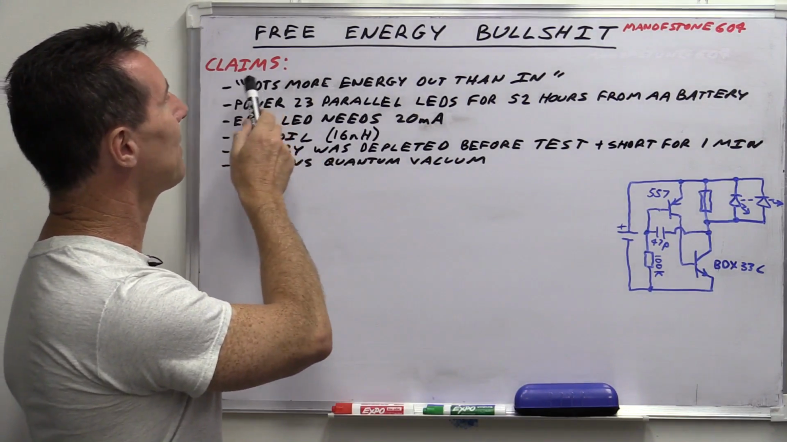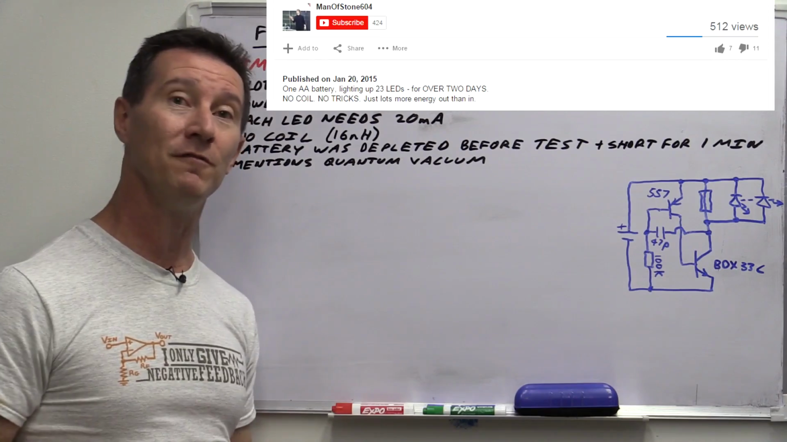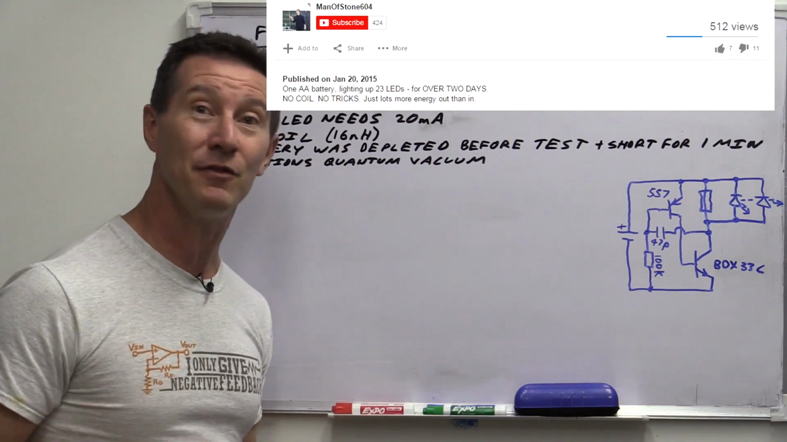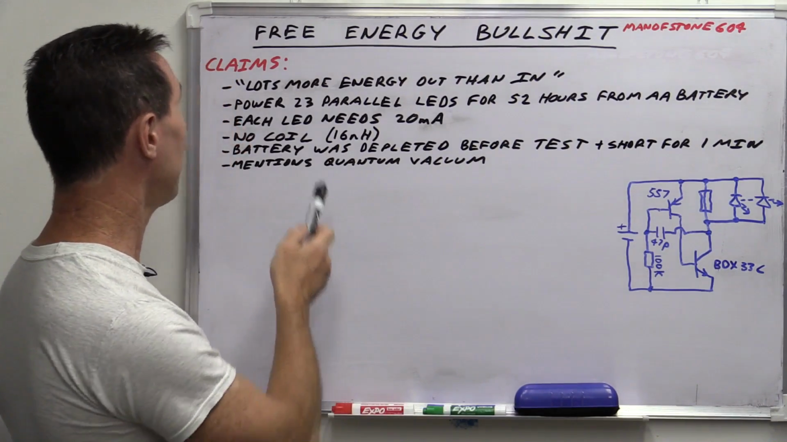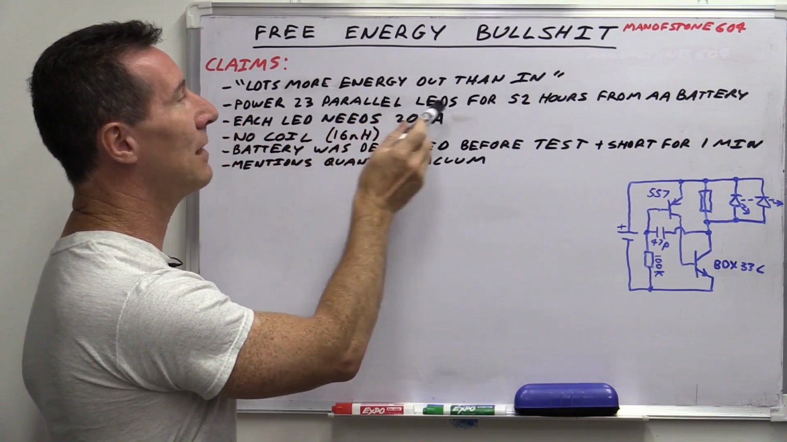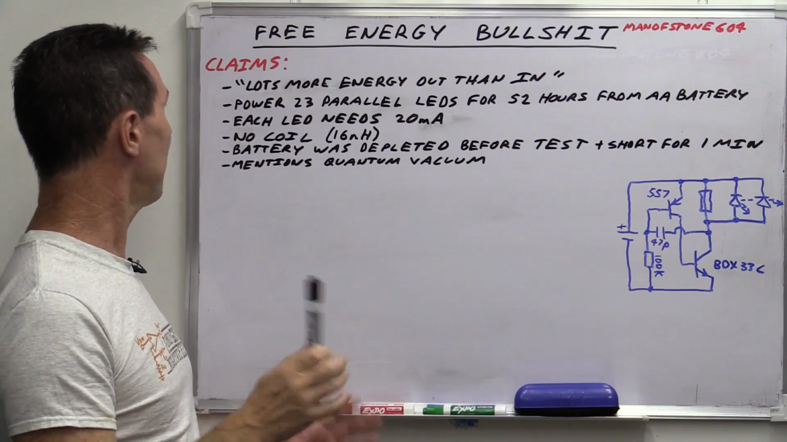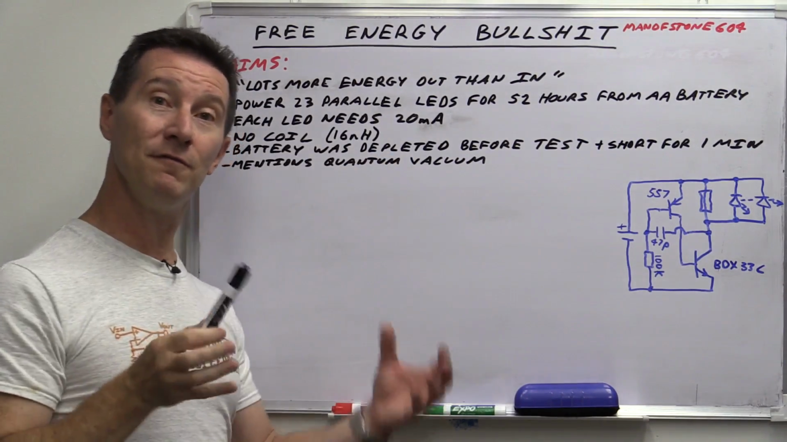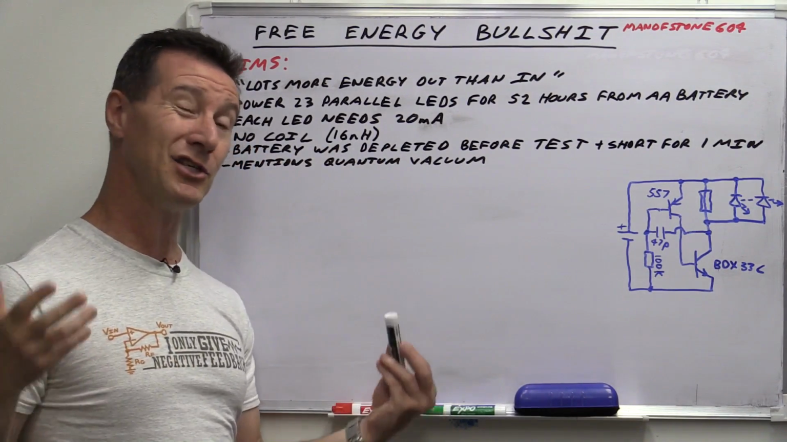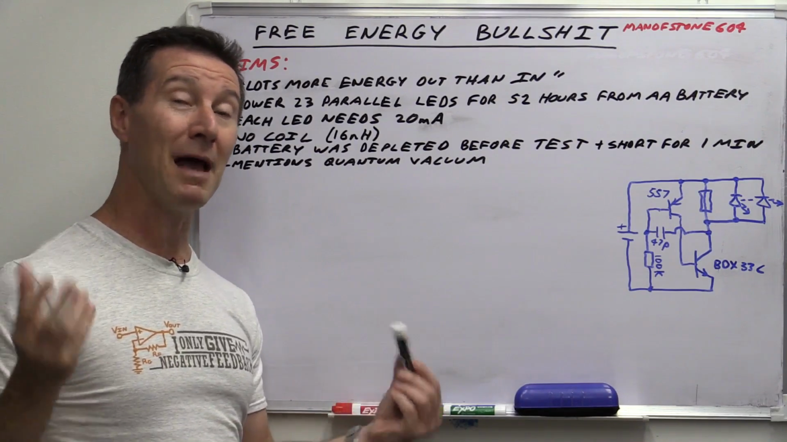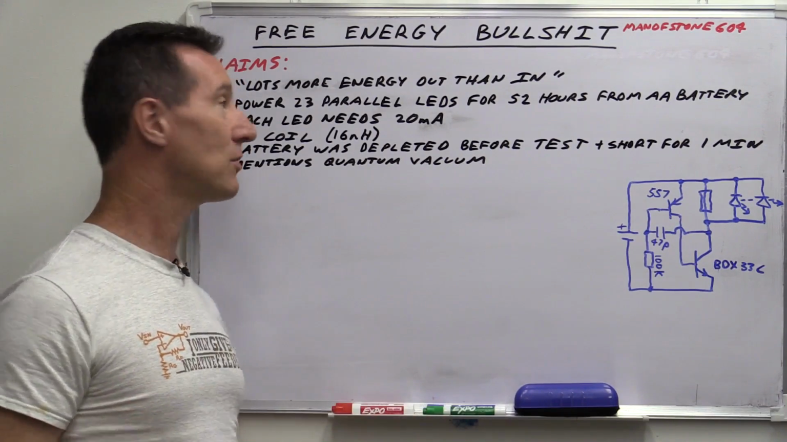So what he claims is that there's more energy out than in. That's in the title, the description of the video. The title of the video is Bending the Laws of Physics. So yeah, red flag right there. Now, as I said, power 23 parallel LEDs for 52 hours from a single AA alkaline battery. Okay, fair enough. Now, he also claims in the video, in the text, that each LED needs 20 milliamps to operate. Okay, that's your typical maximum operating current for a typical regular run-of-the-mill junk box LED, right?